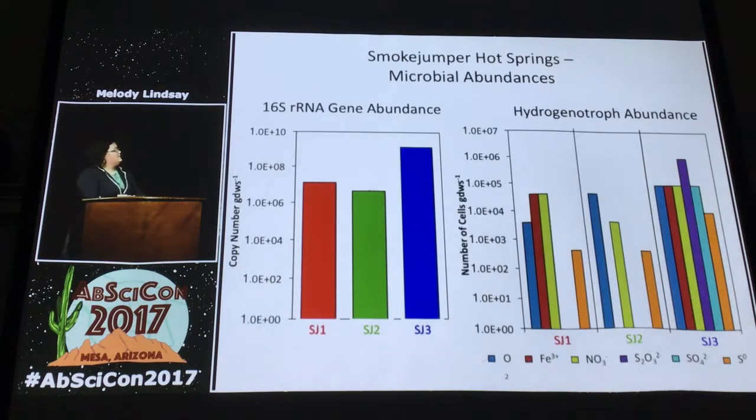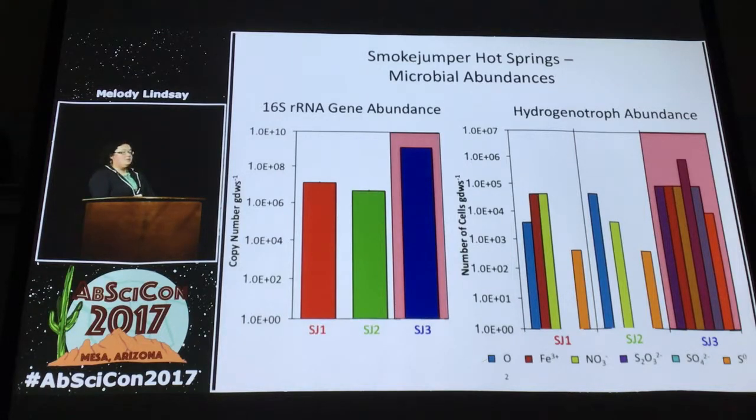And so if we look at the total numbers of these active hydrogenotrophic cells as plotted on the y-axis, we can see that Smokejumper 3 again exhibits the highest number of these active hydrogenotrophic cells. Additionally, the community of Smokejumper 3 is capable of coupling hydrogen oxidation to a greater diversity of oxidants, so all the oxidants that we provided to it, than either Smokejumper 1 or 2, with 4 and 3 oxidants respectively. So I'm going to focus on this site, Smokejumper 3, for the last couple slides of this talk.